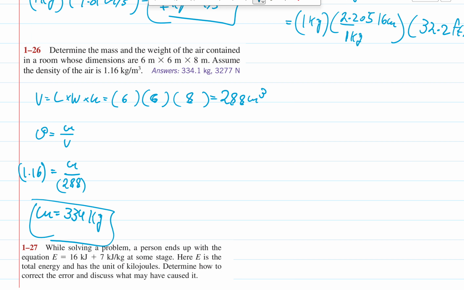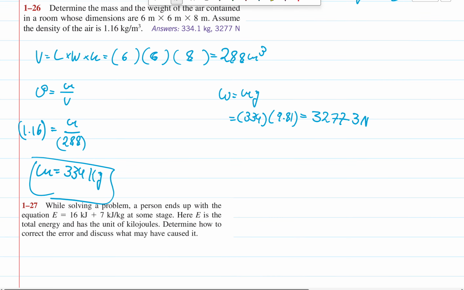If we want to find the weight of that, we'll just do that. Okay, weight is equal to mass multiplied by gravity. We know the mass is 334.981, giving us a value of, in newtons, 3277.3 newtons, which is around the same number.